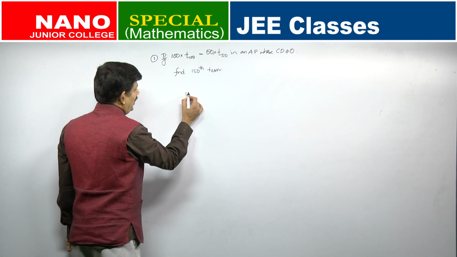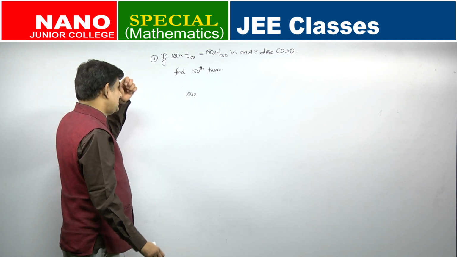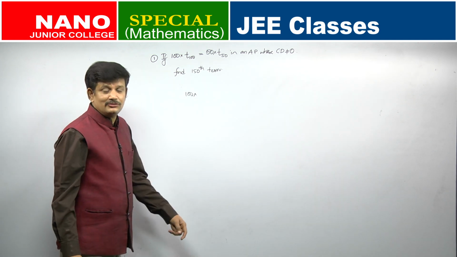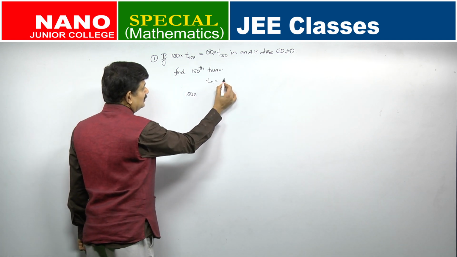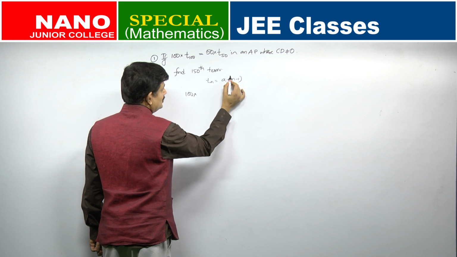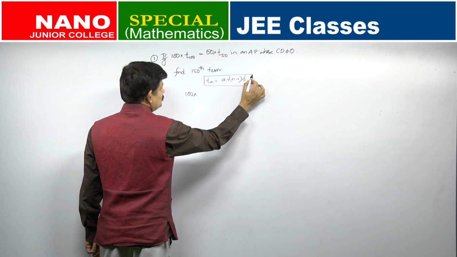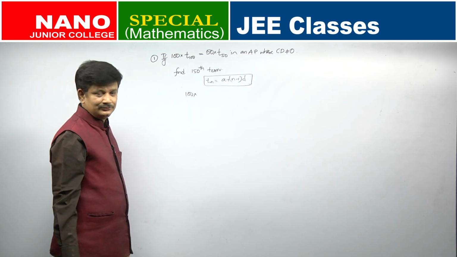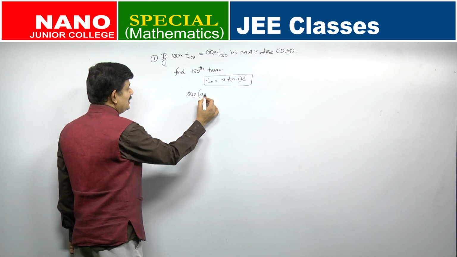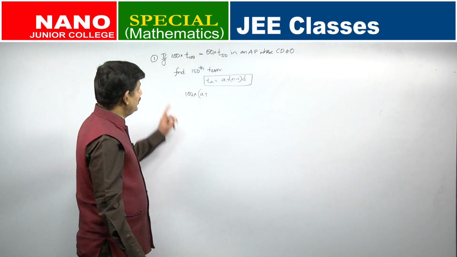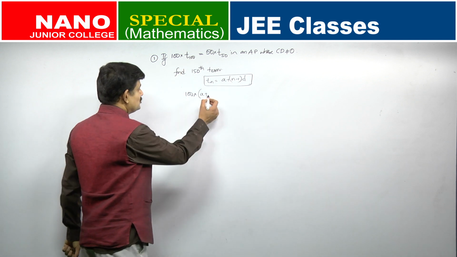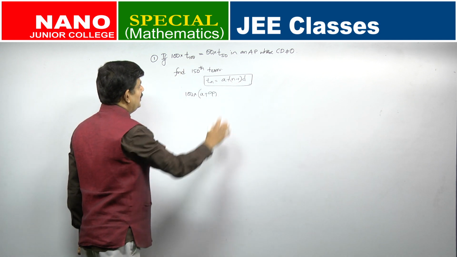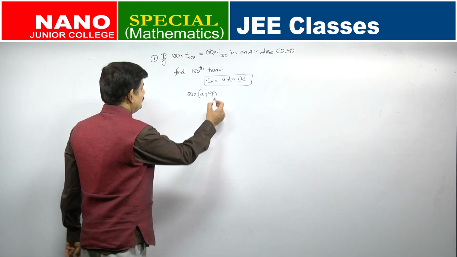Simple. The nth term is T n = a + (n - 1) d. So, T 100, what will it be? a plus, where a is the first term of that AP, n minus 1, n is 100, so 99 into d, the common difference of that AP.